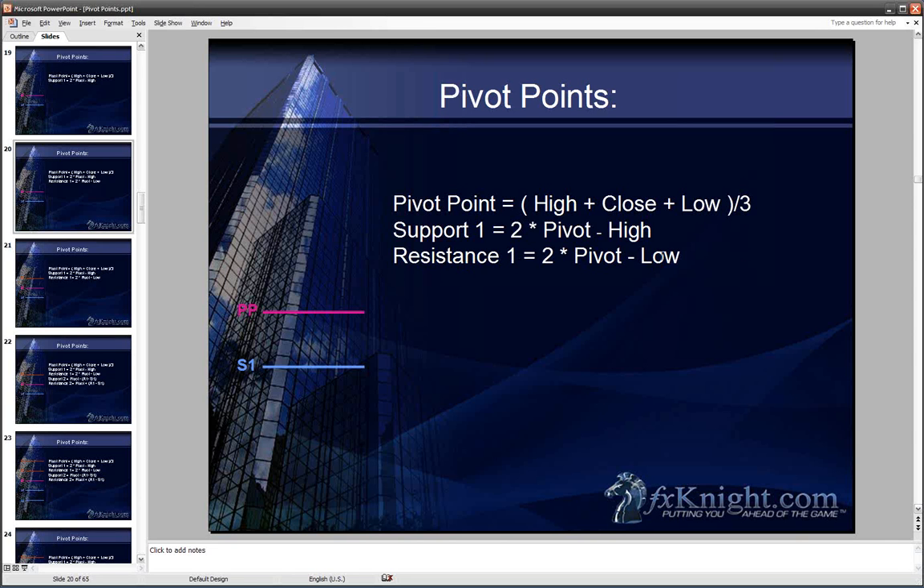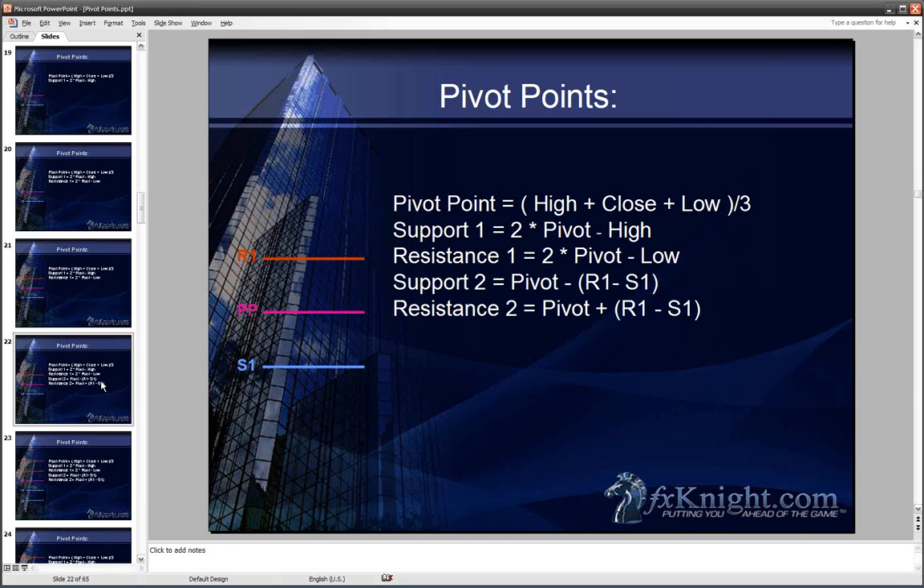Resistance 1, pivot minus the low multiplied by 2. And that gives you R1, resistance 1, above the central pivot point. Okay, you guys with me so far? One central pivot point, one below, one above. Great.